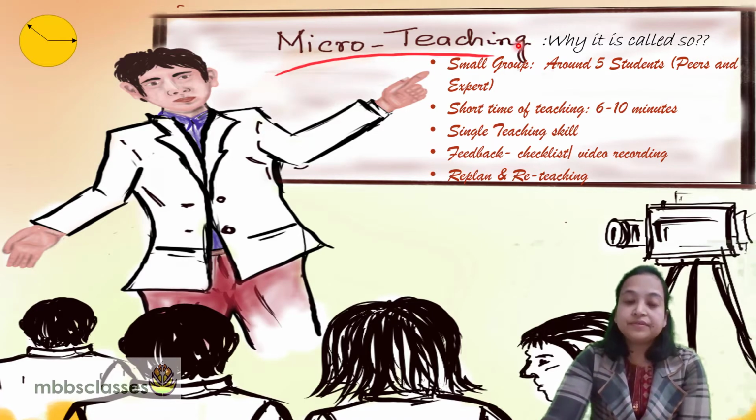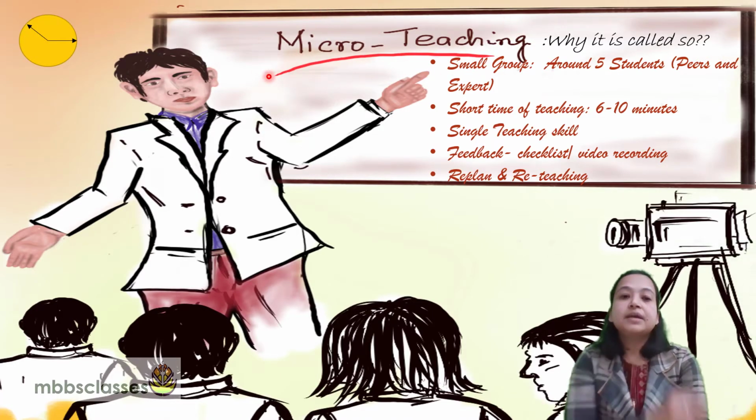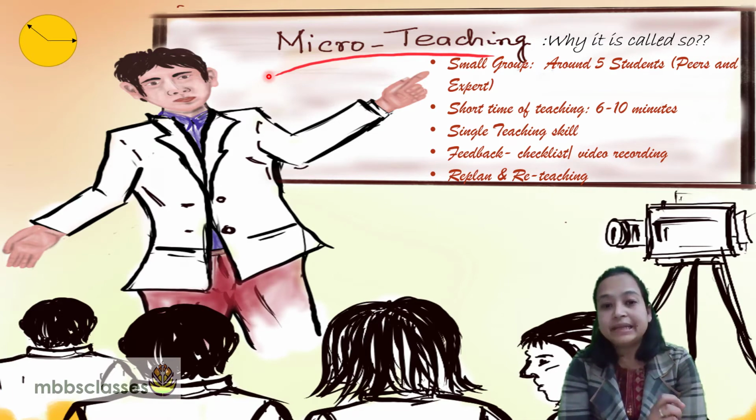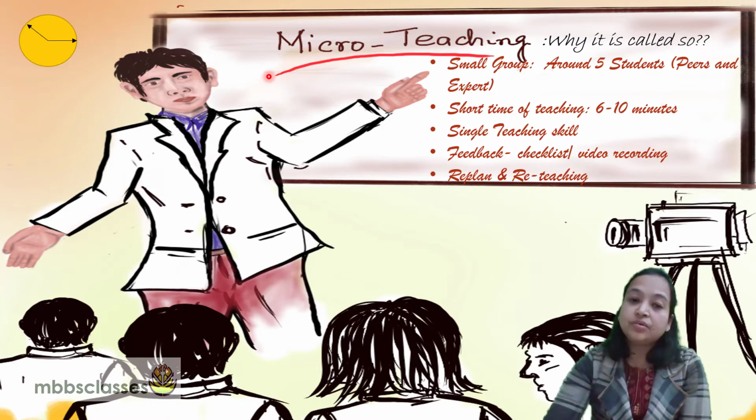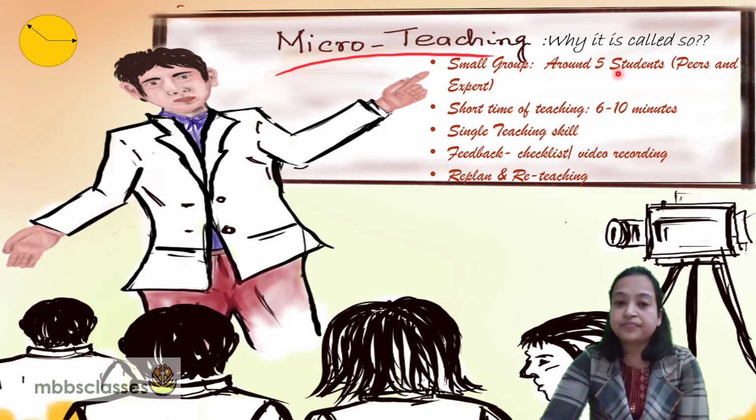So we have seen that microteaching is a scaled down teaching technique for the teachers to learn how to teach. Now the question is why it is called so? Because the complexities of a real classroom are reduced in numbers. First of all, here in microteaching sessions, the class is taken for a very small group, around 5 students.